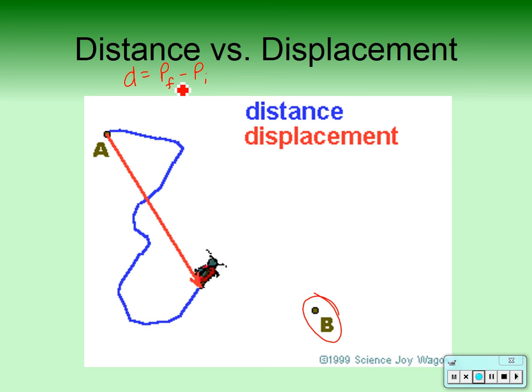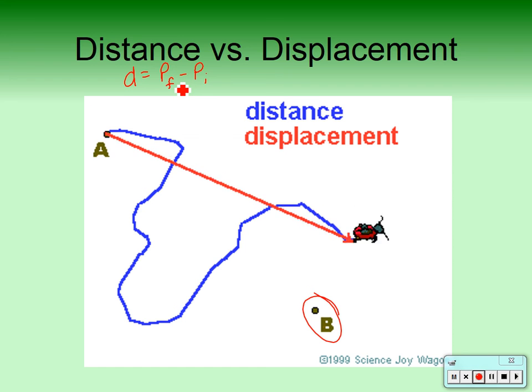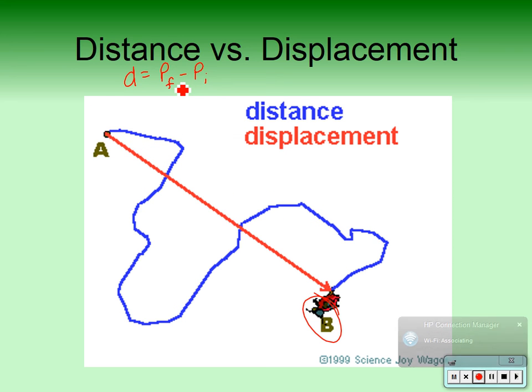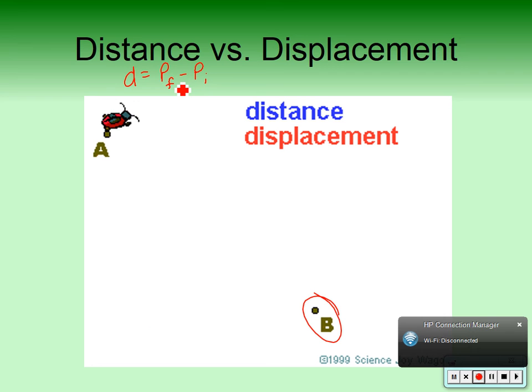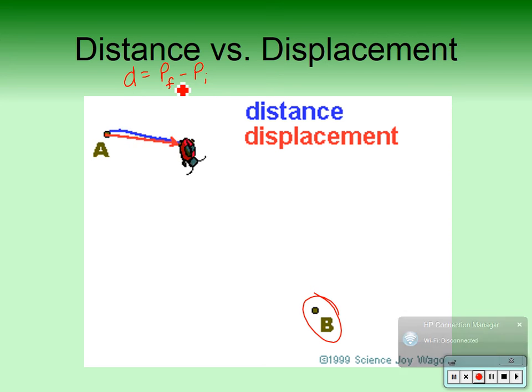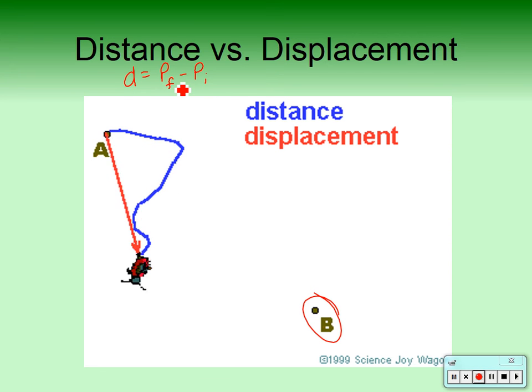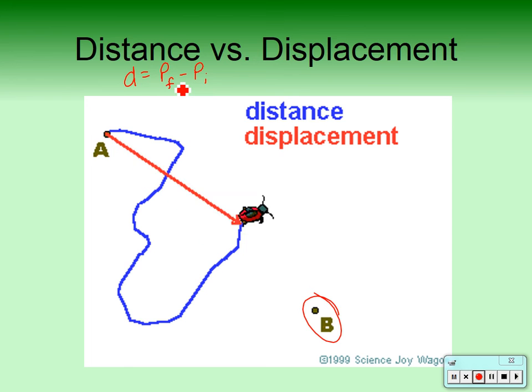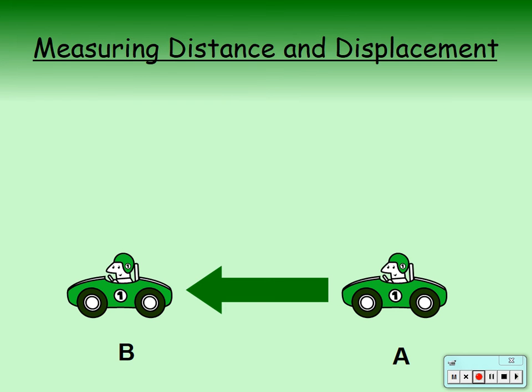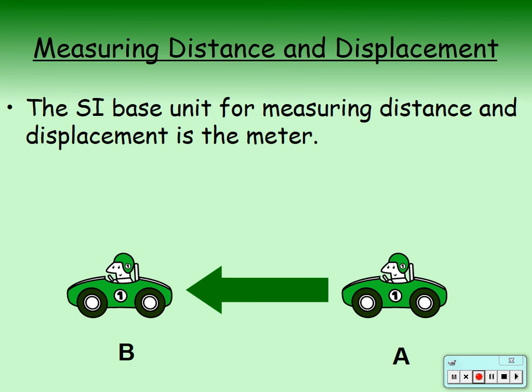So, will displacement always be a straight line? Yeah, it's just the difference between 2 points. It's going to be a straight line. Now, will distance always be a straight line? No.